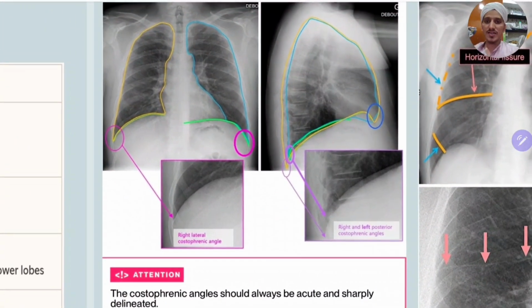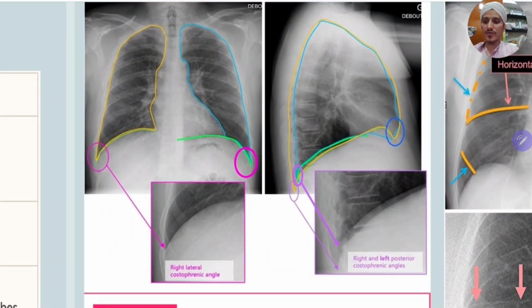Now you see here, this is a chest X-ray of both PA and lateral view. They have marked the pleura by a yellow line and a bluish line, but normally pleura is not visible in chest X-ray. Now we will follow the protocol to read the chest X-ray.